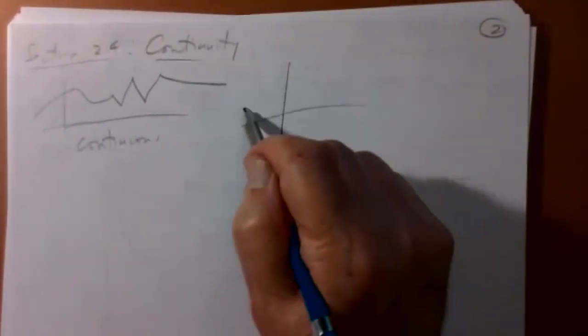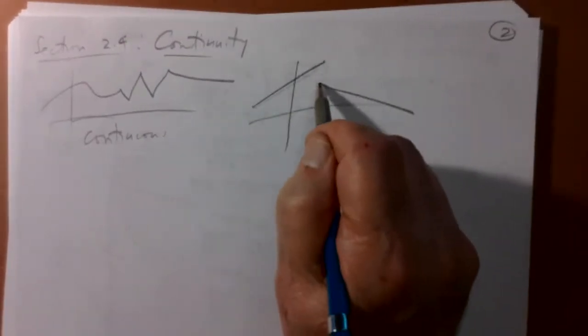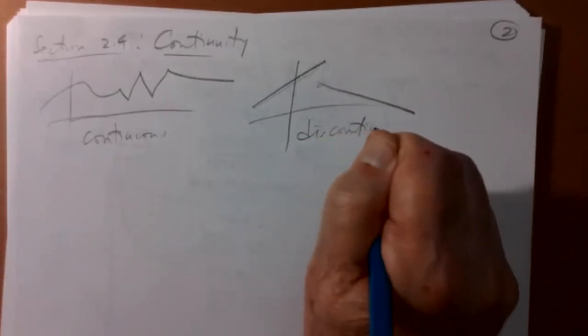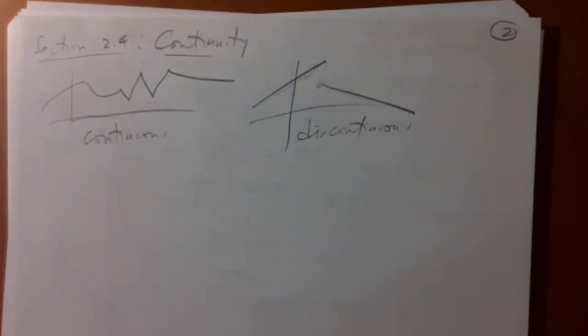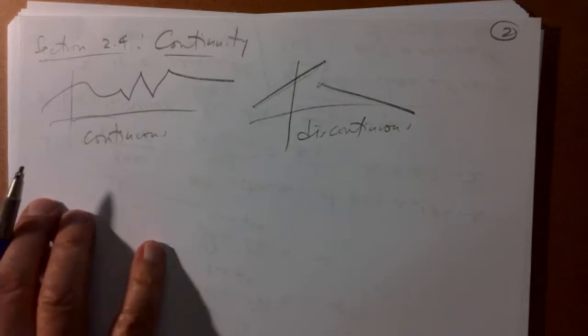If you have a function that looks like this, goes up and then there's a jump, in this case a jump down, this function is discontinuous. Most of the nice functions that you know and love are continuous.